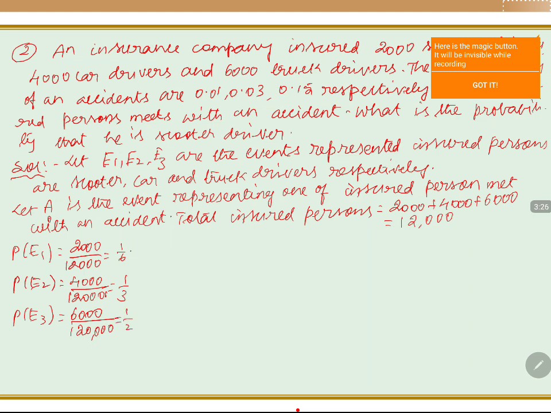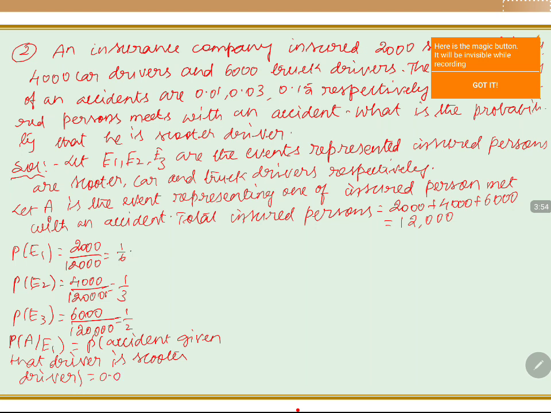Now we'll go for the next one, that is P of A by E1, which is the probability of the accident given that the driver is a scooter driver. Then we'll write it as 0.01.